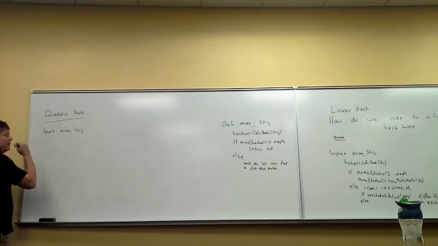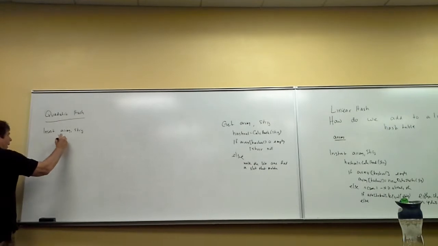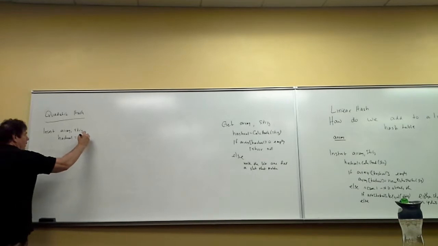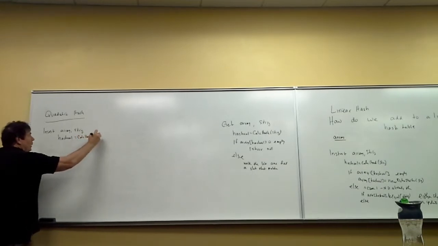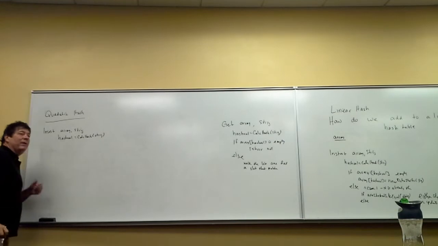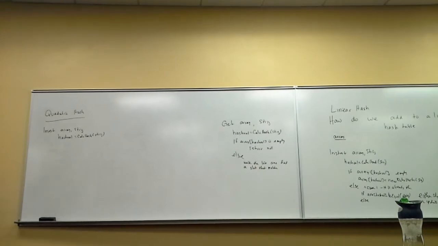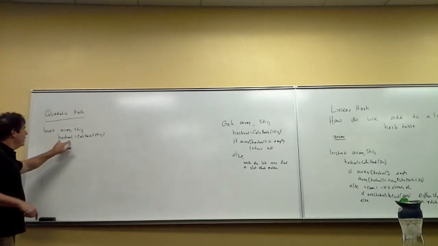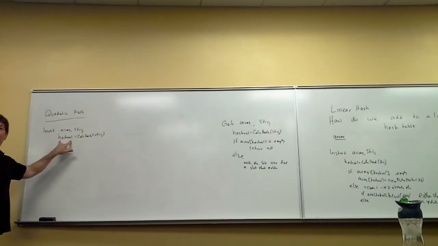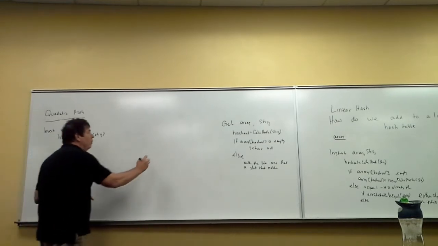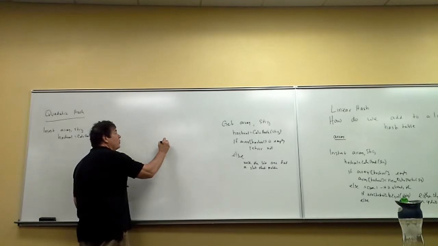So we start off the same way, right? Hash val is calc hash string. We need another variable, don't we? What's the other variable we need? L hash, for now. So we're not just going to use hash value and add 1, are we? First we're going to do plus 0, right?